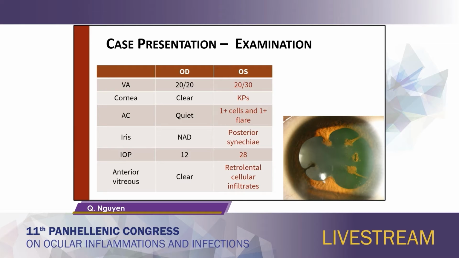On clinical examination, the patient showed a visual acuity of 20/20 in the right eye and 20/30 in the left eye. The cornea was clear in the right eye and demonstrated keratoprecipitates in the left eye. The anterior chamber was quiet in the right eye and showed 1+ cell and 1+ flare in the left eye. In addition, there were posterior synechiae of the left iris. Intraocular pressure was 12 on the right and 28 in the left, and the anterior vitreous showed retrolental cellular infiltrates in the left eye.